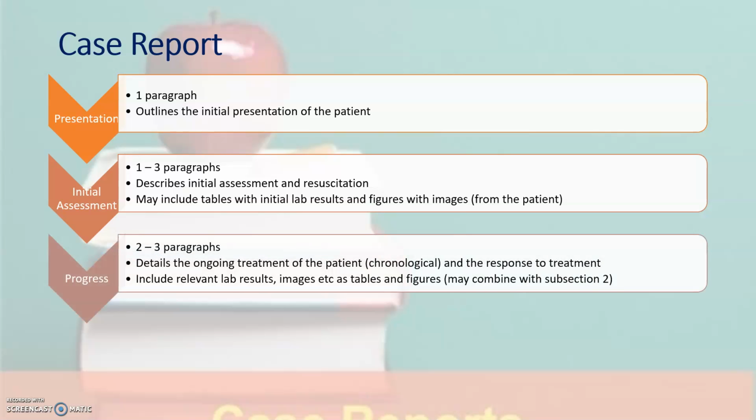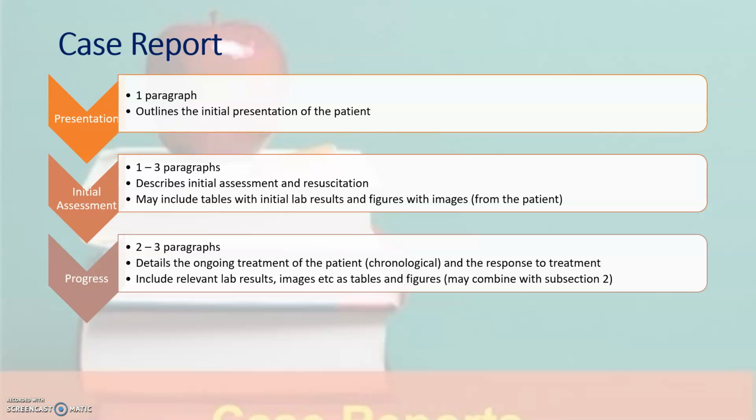Then we're going to go into a little bit more detailed discussion about the ongoing care of the patient. So you did resuscitate them initially, then what happened? Did their blood pressure drop? Did their oxygen saturations not improve? What did you do? Did that work? Did you put them on CPAP? Did they need intubation? How did that work out? And again, more relevant results and images and tables.